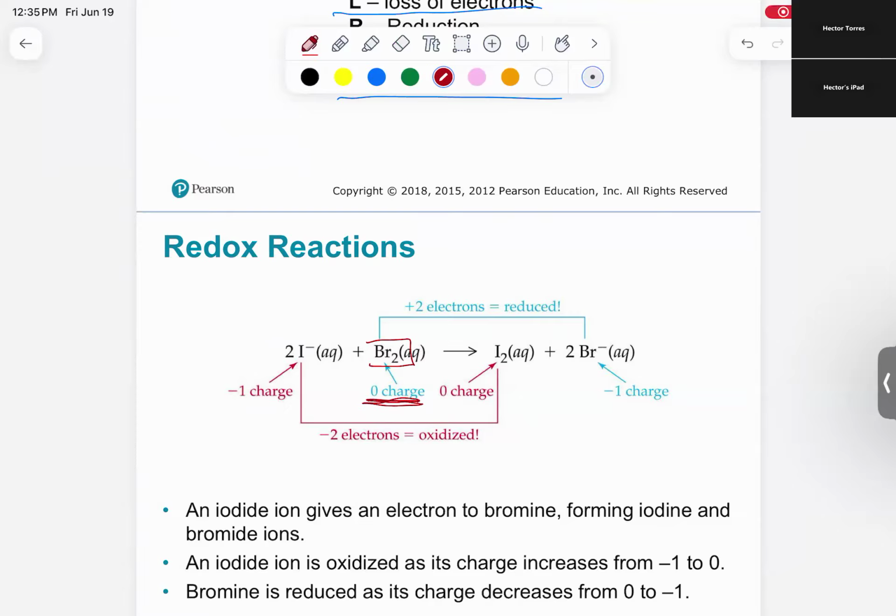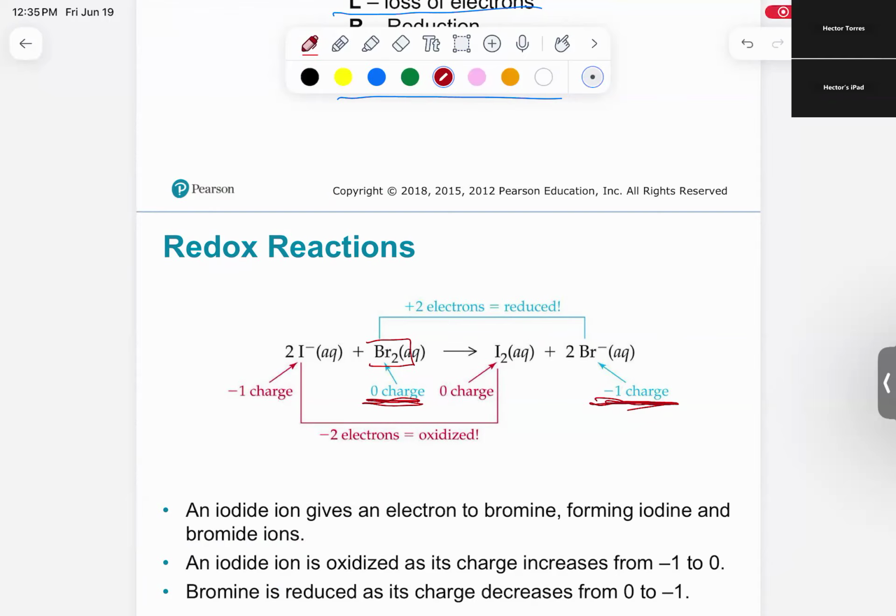Charge 0. It becomes a charge of -1, so oxidation number of -1. So if I go from 0 to -1, that means that I gained electrons. OIL RIG: it's gaining electrons, thus it's reduced. Okay, so that's going to be our next goal.